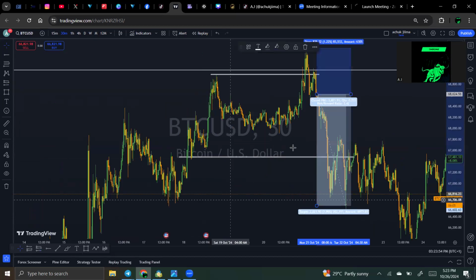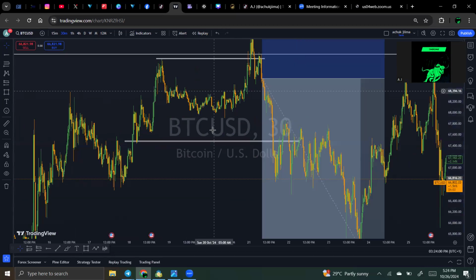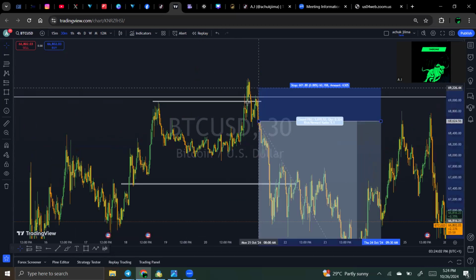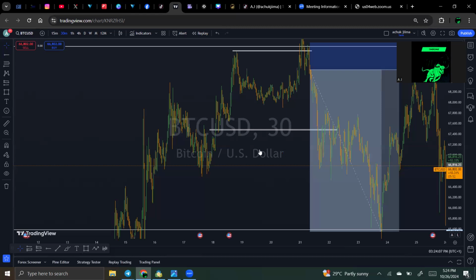Okay, so that is where we had our entry, and then we are targeting this as the first target, and then that. So our stop loss was just tight around here. So this is the trade we took, about 1 to 4 risk to reward.